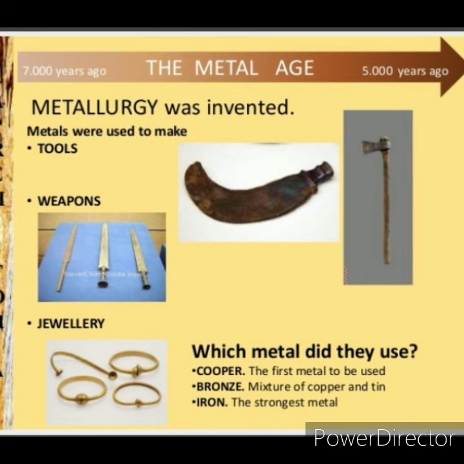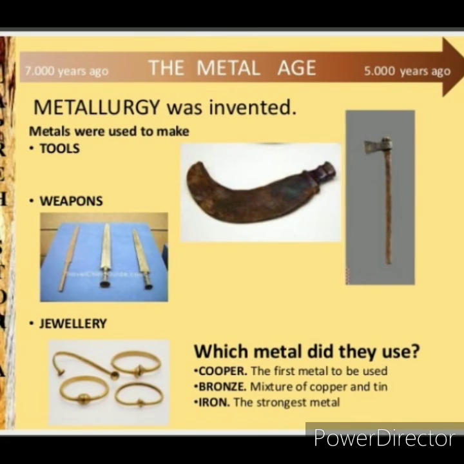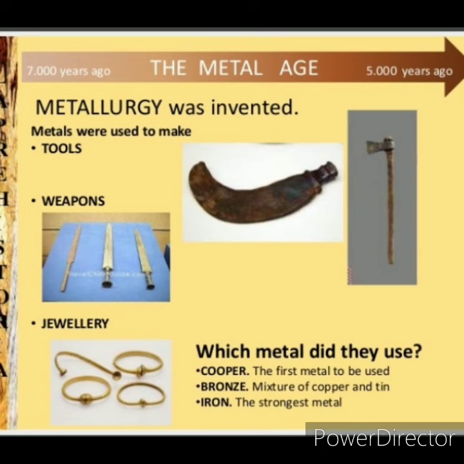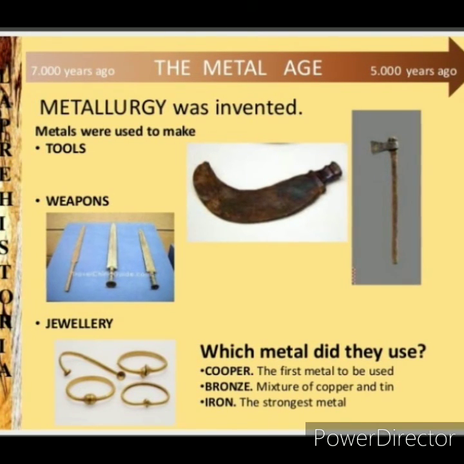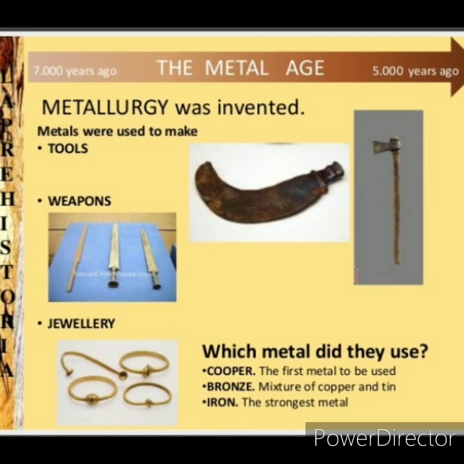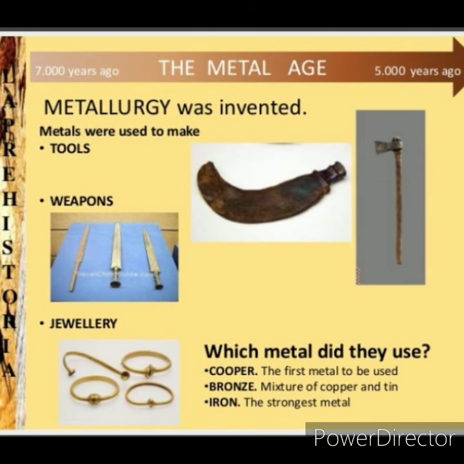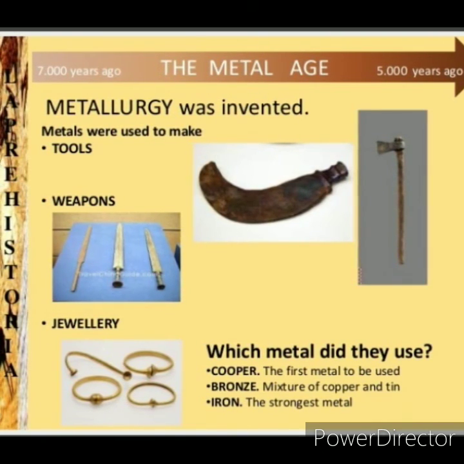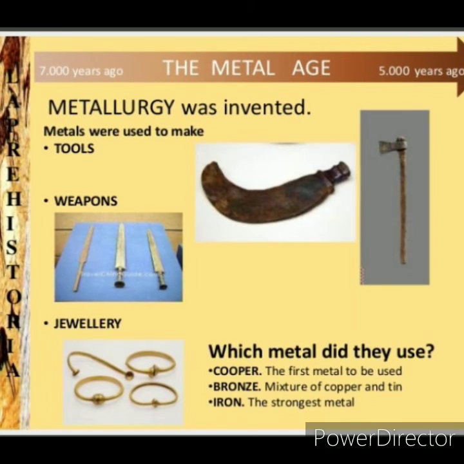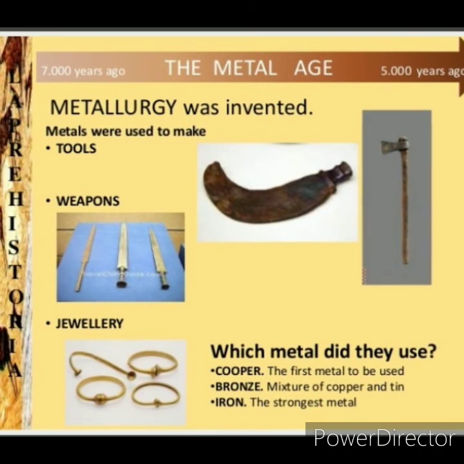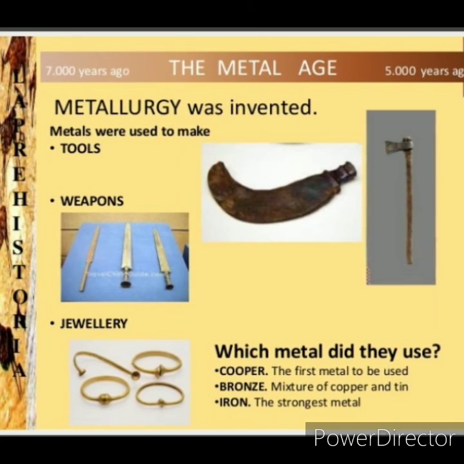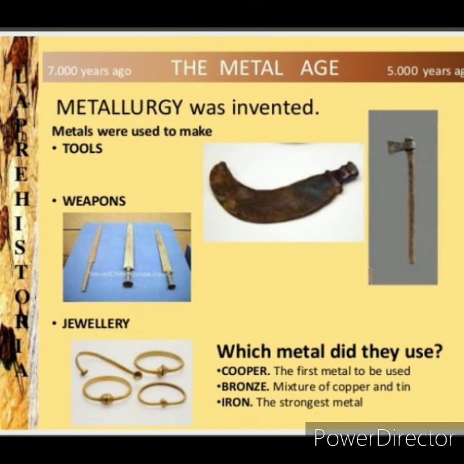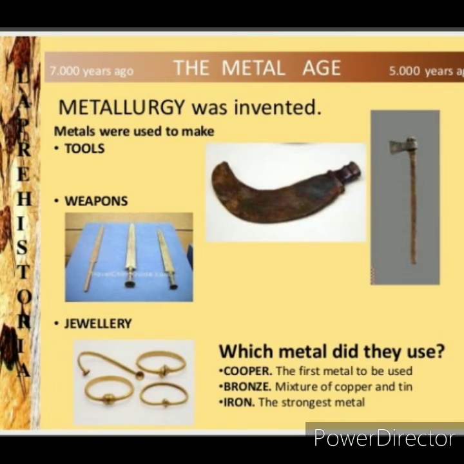Now as we are studying the Metal Age, it means metallurgy was invented at that time. What is metallurgy? Metallurgy is how you obtain a pure metal from its ore. Ore is the raw form of that metal. Now these metals were used to make tools and weapons and jewelry also.